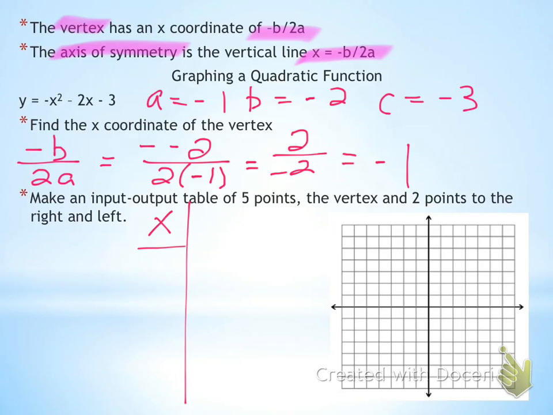Then what I do is I make an input-output table. My vertex always has to be my middle number, then the 2 numbers that are less than it are -2 and -3, and the 2 that are greater are 0 and 1.